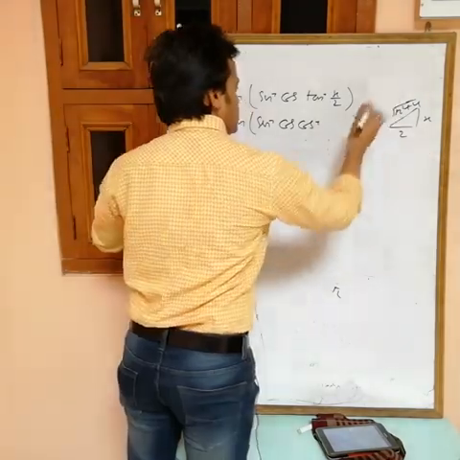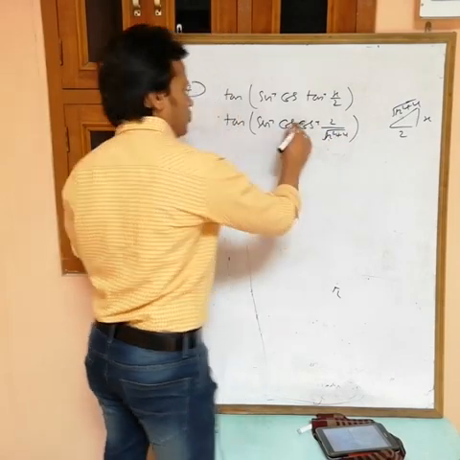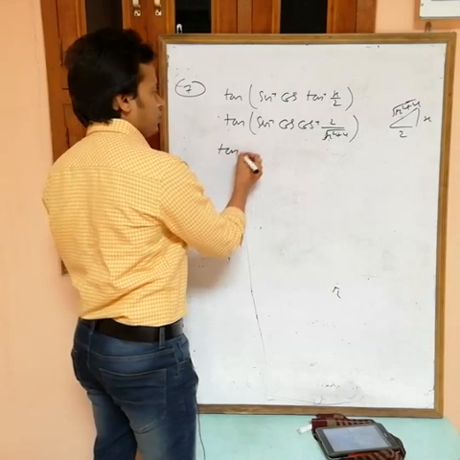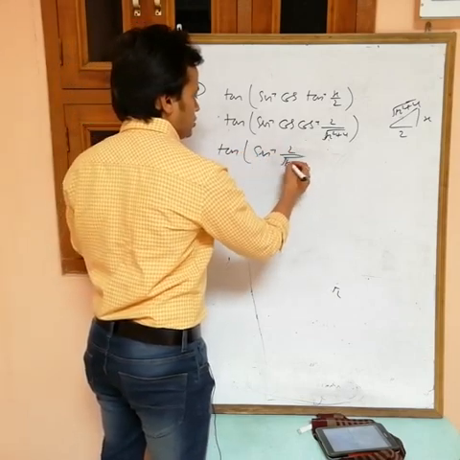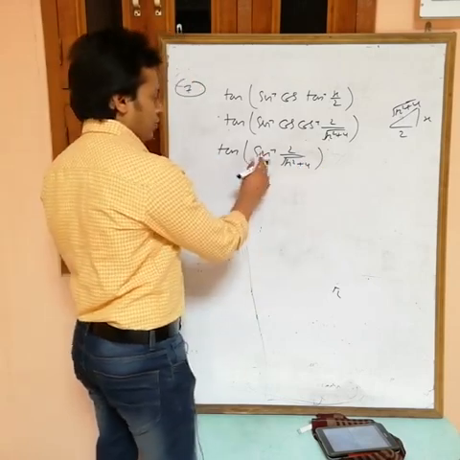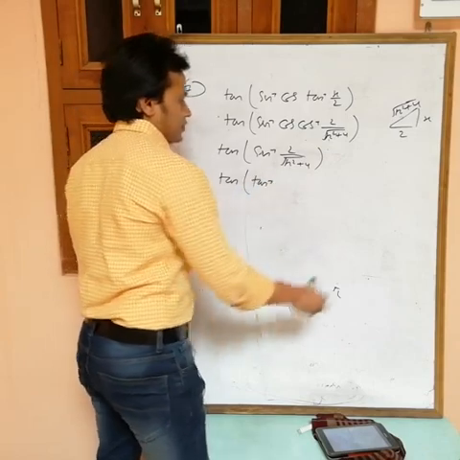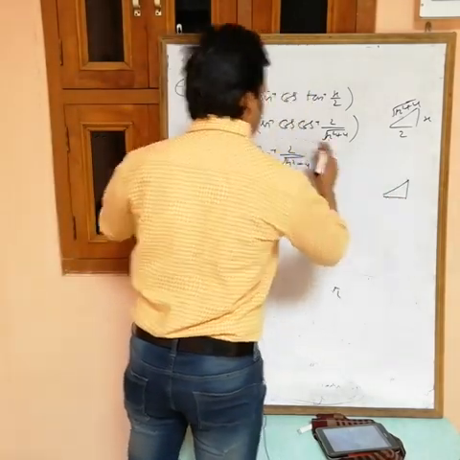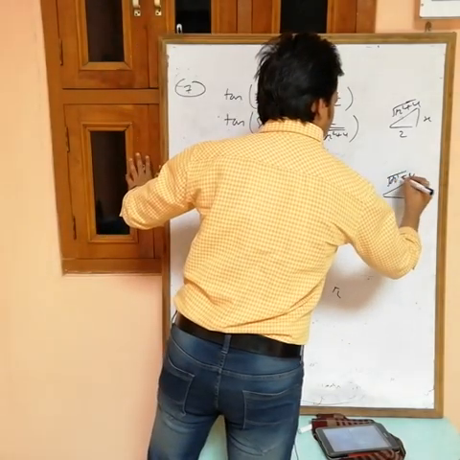b by h, 2 by root x square plus 4. Now cos and cos inverse cancel out. What we are getting? Tan of sine inverse 2 by root x square plus 4. Okay. Now again I want to write this one in terms of tan inverse. So tan inverse p by h, 2 root x square plus 4.